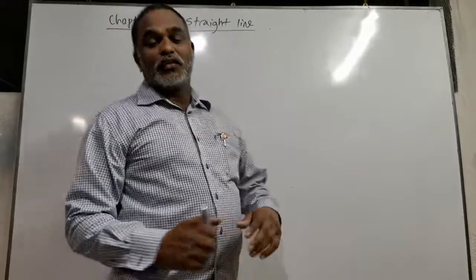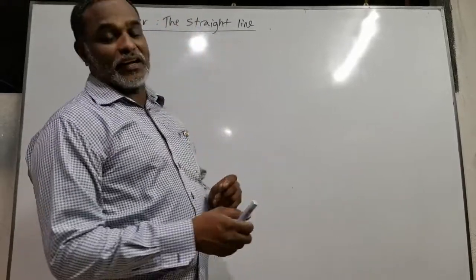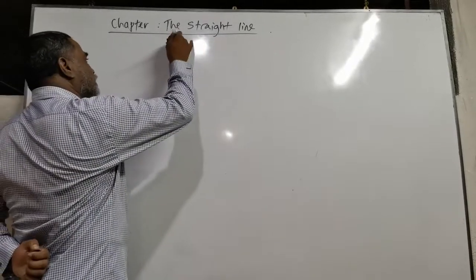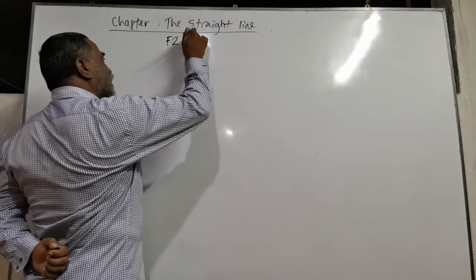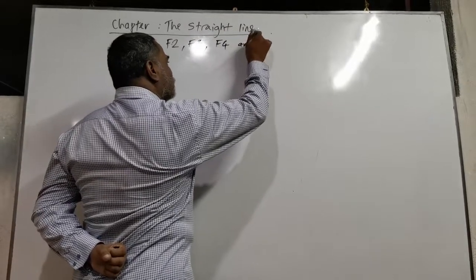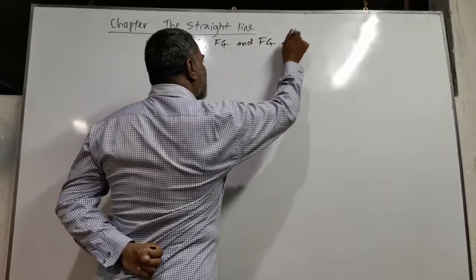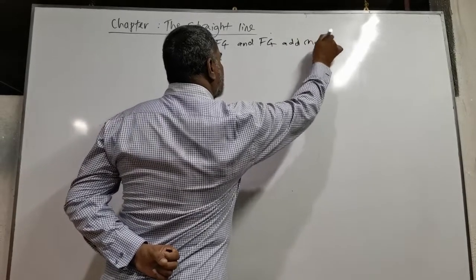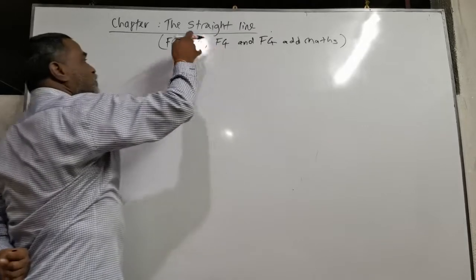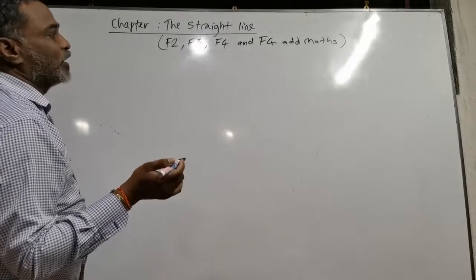Very good evening. Today I'm going to teach you a chapter, the straight line. This chapter, the Form 2 students already learned in your Form 2 chapter, and Form 3, Form 4 and Form 4 at max. So that means this chapter can say all in one. You learned it in Form 2, Form 3, Form 4 and Form 4 at max.